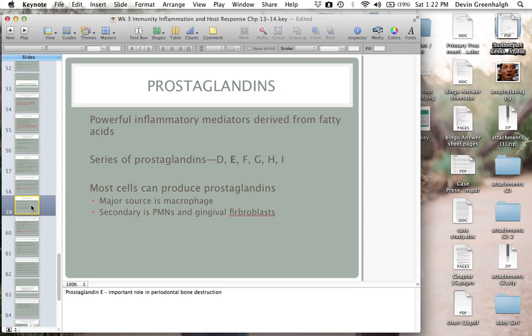Prostaglandins are powerful inflammatory mediators derived from fatty acids. You have a series of them: D, E, F, G, H, I. Most cells can produce prostaglandins. A major source is a macrophage. Secondary sources are PMNs and gingival fibroblasts. Prostaglandin E is bolded because it's important in the role of periodontal destruction.